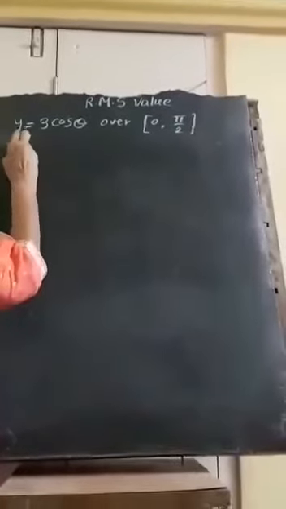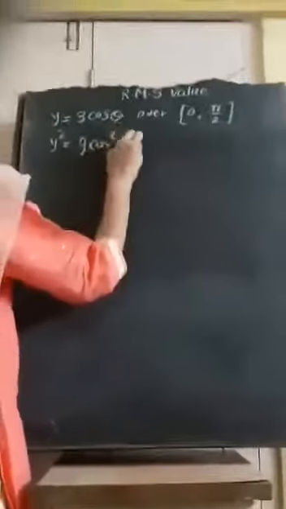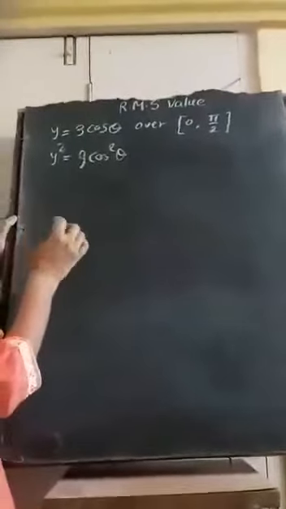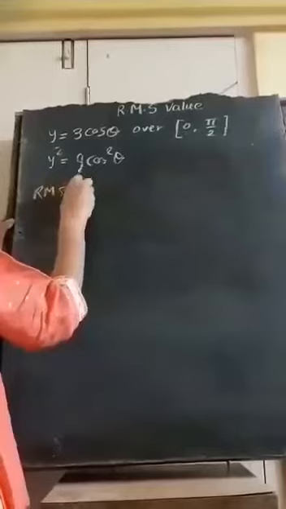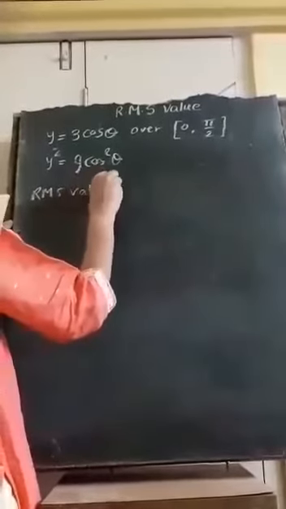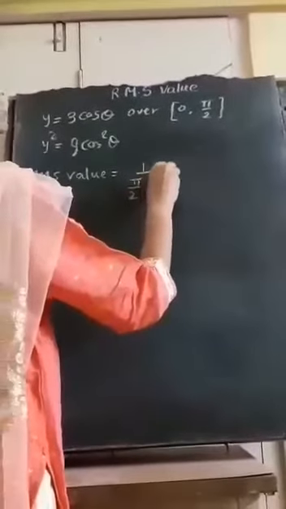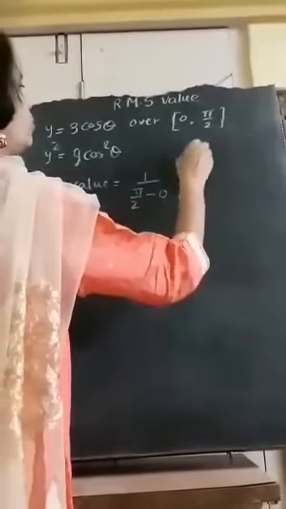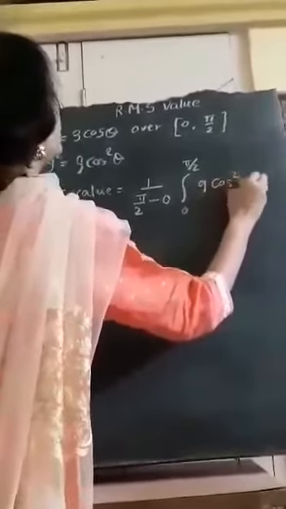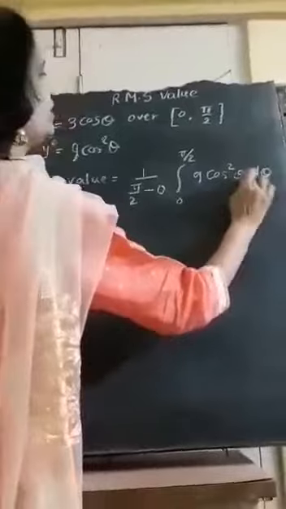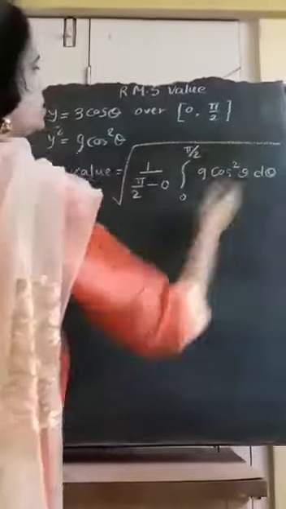What is y square? It will be 9 cos square theta. Okay. So 9 cos square theta. Now I need to integrate. I will write RMS value formula: 1 upon pi by 2 minus 0, integration 0 to pi by 2, 9 cos square theta, as the variable is theta, we will be saying d theta, and square root of this.